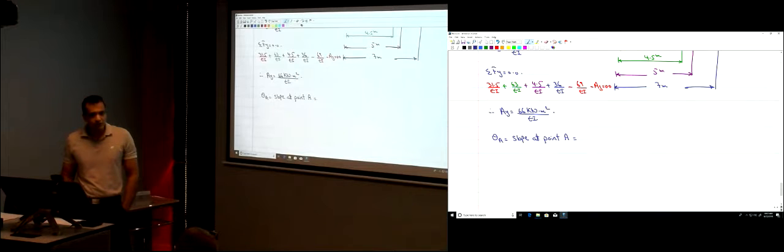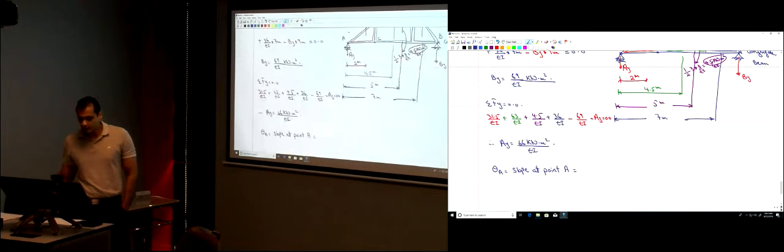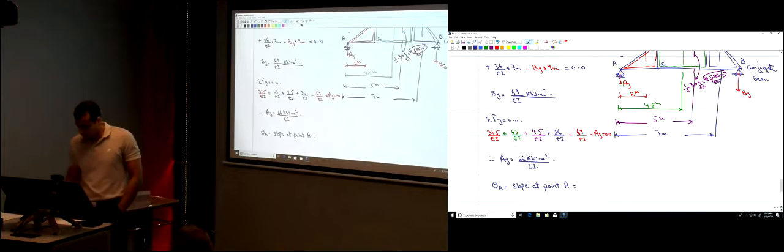The shear at point A? How much is the shear at point A? How to draw the shear force diagram? Do you remember this? How would you draw the shear force diagram?